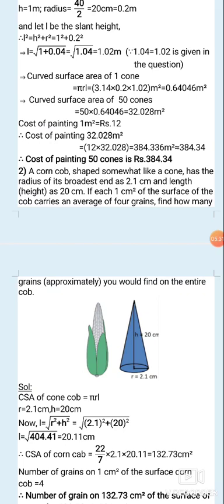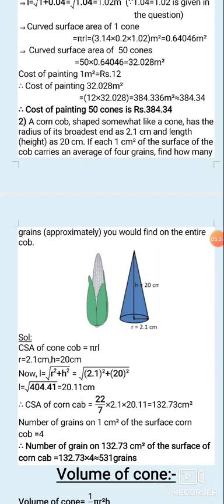Now number of grains on 1 centimeter square of the surface of the cone is what? 4. So number of grains on 132.73 centimeter square of the surface of the cone is equal to 132.73 into 4. So when you find out the product, what do we get at last? 531 grains approximately is there.